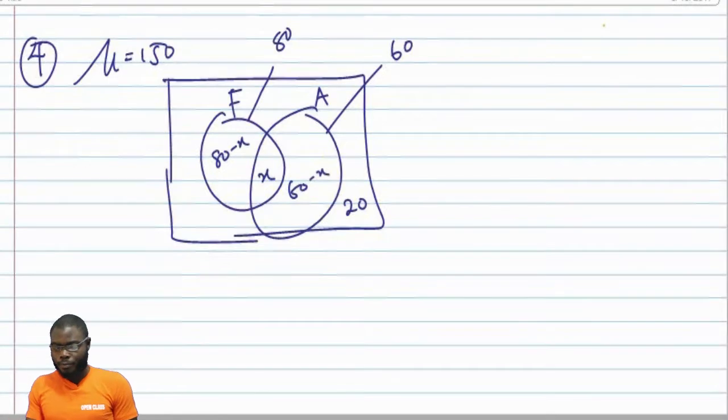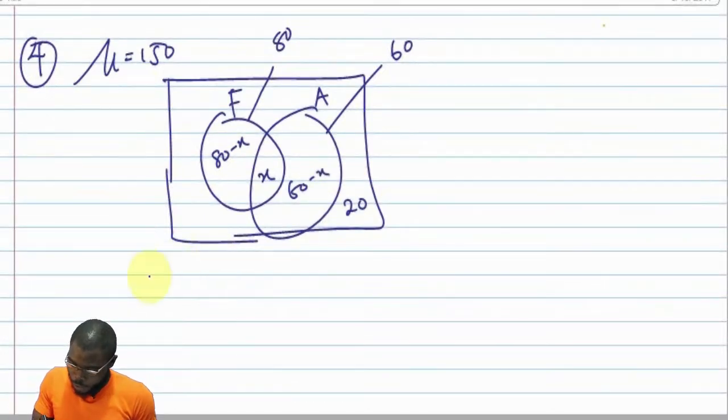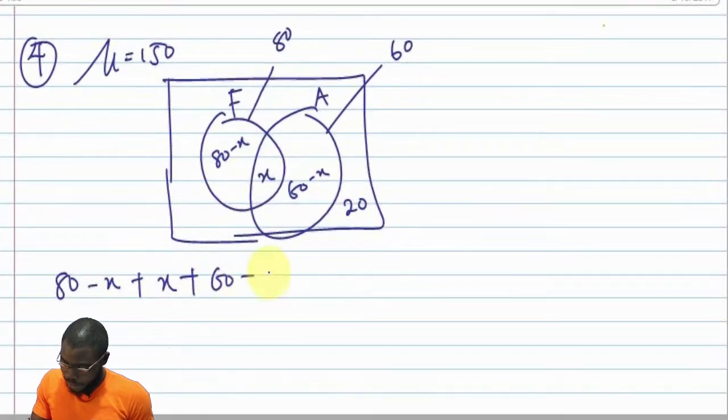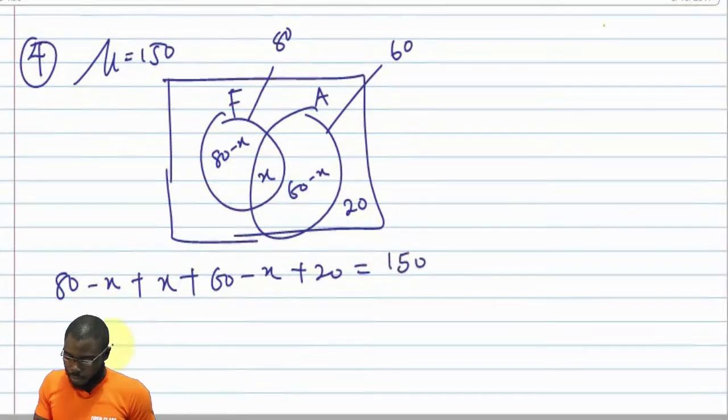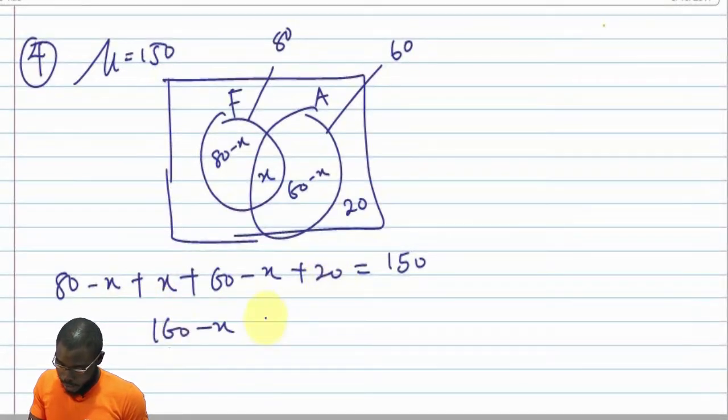Now, if you sum up everybody in the class, it will sum up to 150, the total number of students. So now we have 80 minus X plus X, plus 60 minus X, plus 20. Everything sums up to 150. Now, the minus X plus X cancels. 80 plus 60 is 140, and 140 plus 20 is 160. So we have 160 minus X equals 150.